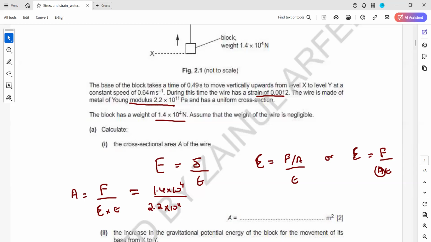If you get a number for Young's modulus like 1000 or 200 or 500, it means you are making a mistake. And the strain is given, the ratio between change in length and original length. When you substitute, you get the answer for this, which is 5.3 exponent negative 5. And the unit is important. So 5.3 into 10 to the power negative 5 meters square. That's the cross-sectional area.